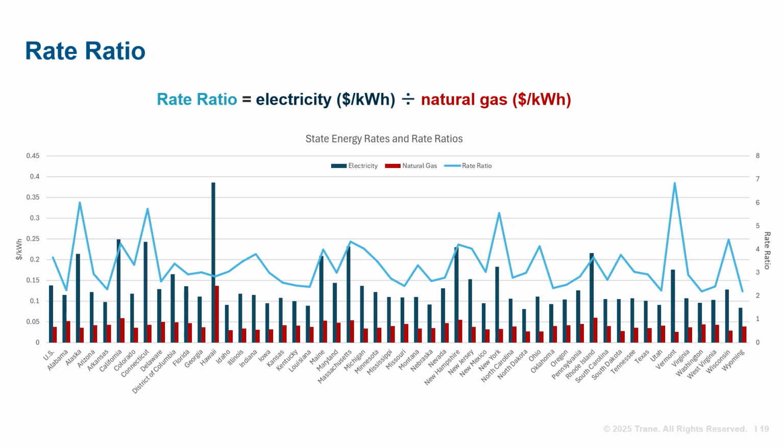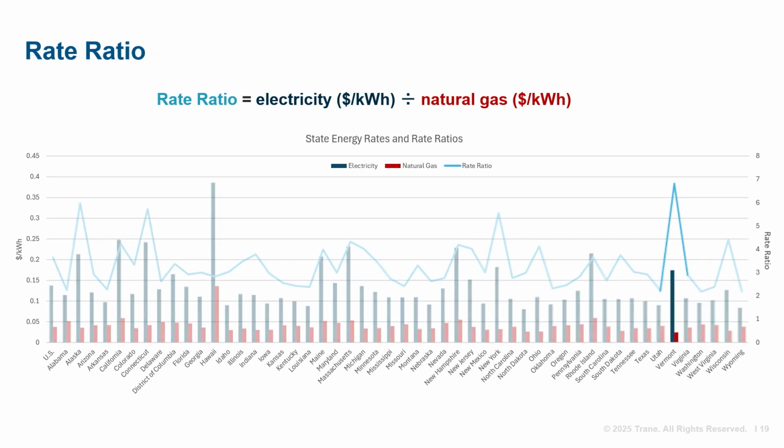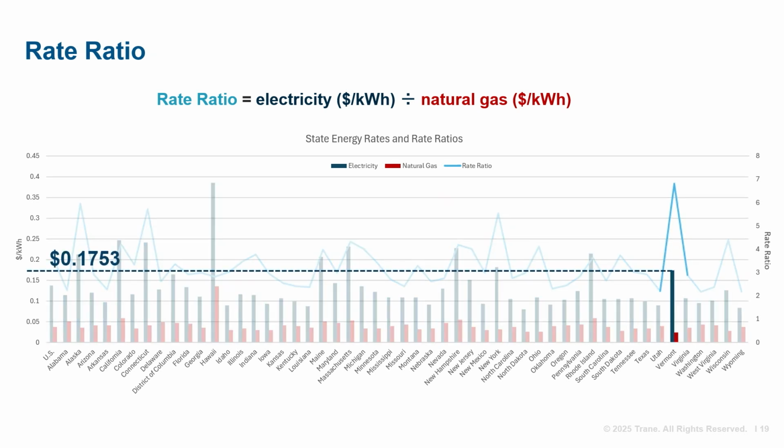In the last graph of emissions intensity, we saw that Vermont currently has the fourth lowest emissions rates of all the states. Here, we can see the average electricity rate in Vermont is $0.1753 per kWh, and the average natural gas rate is $0.0256 per kWh. 0.1753 divided by 0.0256 gives us a rate ratio of 6.8, the highest of the states, meaning the price of electricity is much greater than the price of natural gas when compared to other states.